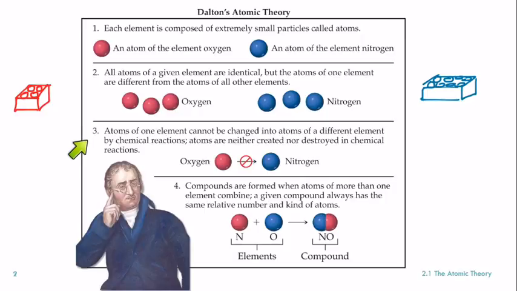Atoms of one element cannot be changed into atoms of a different element by chemical reactions. When Dalton first proposed this, he left out the nuclear reactions. He just said you can't change atoms of one element into atoms of another element. Well, this was before nuclear chemistry. We now understand that you can change an atom of one element into an atom of another element. You can change lead into gold. It's not financially profitable. It costs way more than just going out and looking for gold. So that's why we don't do it.